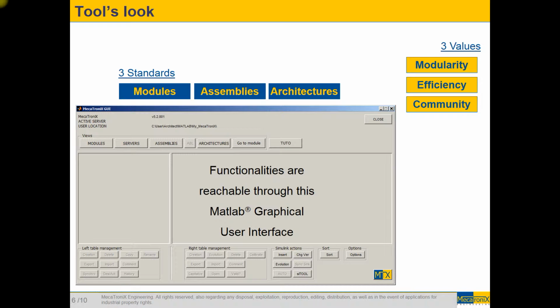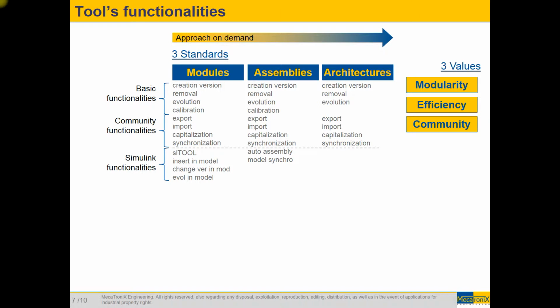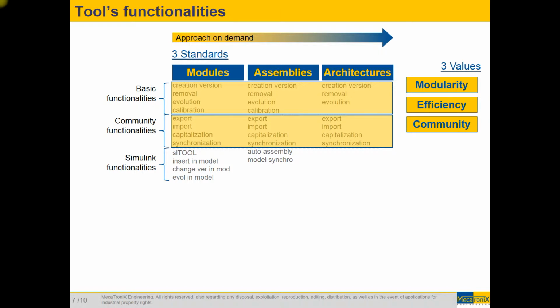We will briefly demo it in a minute, and the functionalities of the tool are reachable thanks to a classical Matlab graphical user interface. Organizing your Simulink code upon these modules, assemblies, and architecture brings three categories of functionalities. Basic functionalities, which are management like versioning; community functionalities, which help people to work together and exchange; and Simulink functionalities.